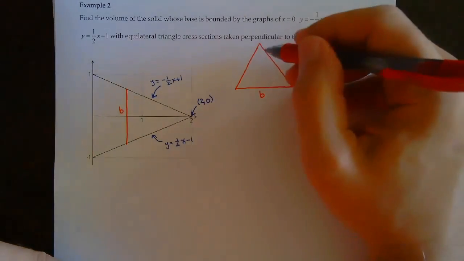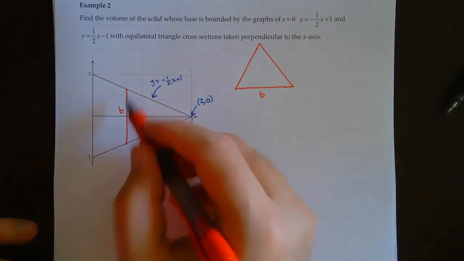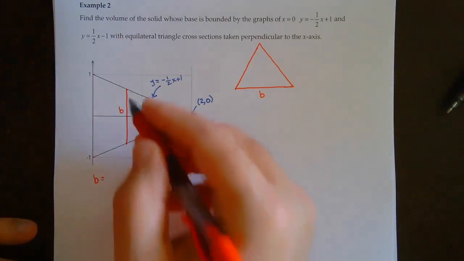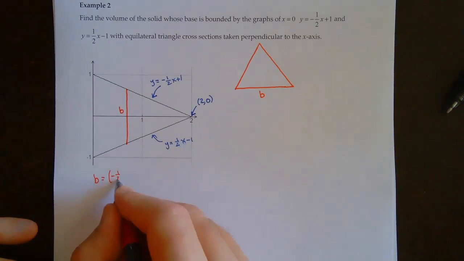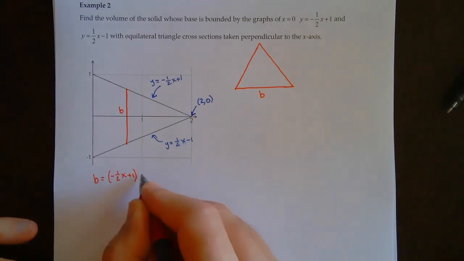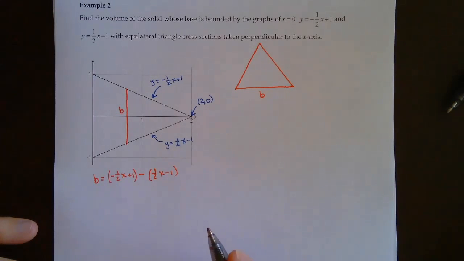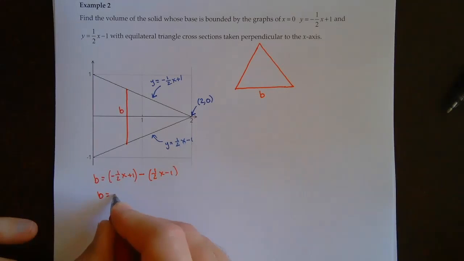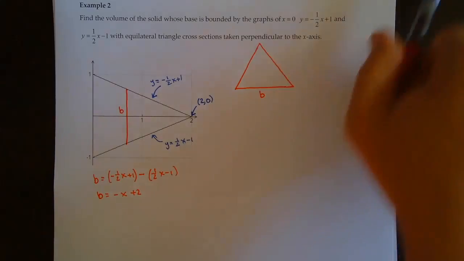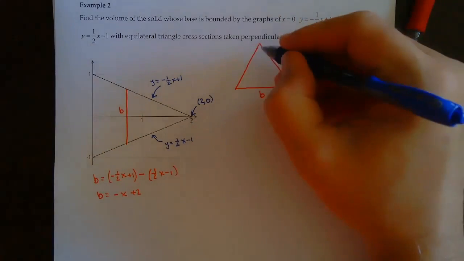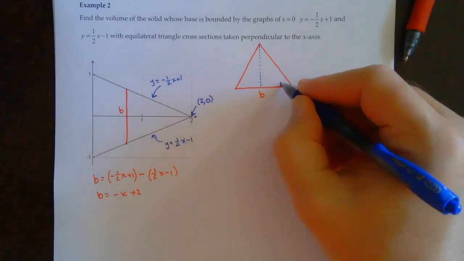Okay, so what I need is I need to find, well, first let's just find the base, right? How long is that? Well, the base is equal to the top minus bottom, right? So again, it's negative 1/2 x plus 1 minus 1/2 x minus 1. That's going to give you negative x plus 2 again, right? So b is equal to negative x plus 2. Okay, now what I want to do is figure out what the height is. Okay, so to get the height, I know this angle is 60 degrees.